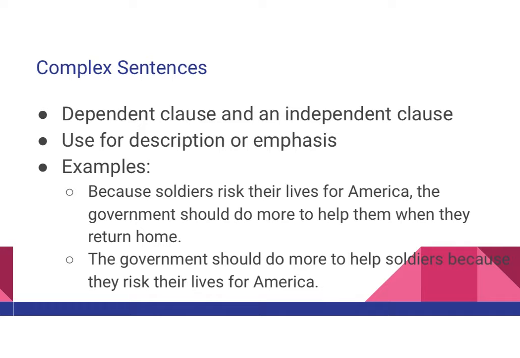So, for example, because soldiers risk their lives for America is my dependent clause. The government should do more to help them when they return home is my independent clause. You always want to put a comma after the dependent clause if it comes at the beginning of the sentence. If it's at the end of the sentence, like here, because they risk their lives for America, notice I do not have to have a comma here that separates the dependent clause from the independent clause.